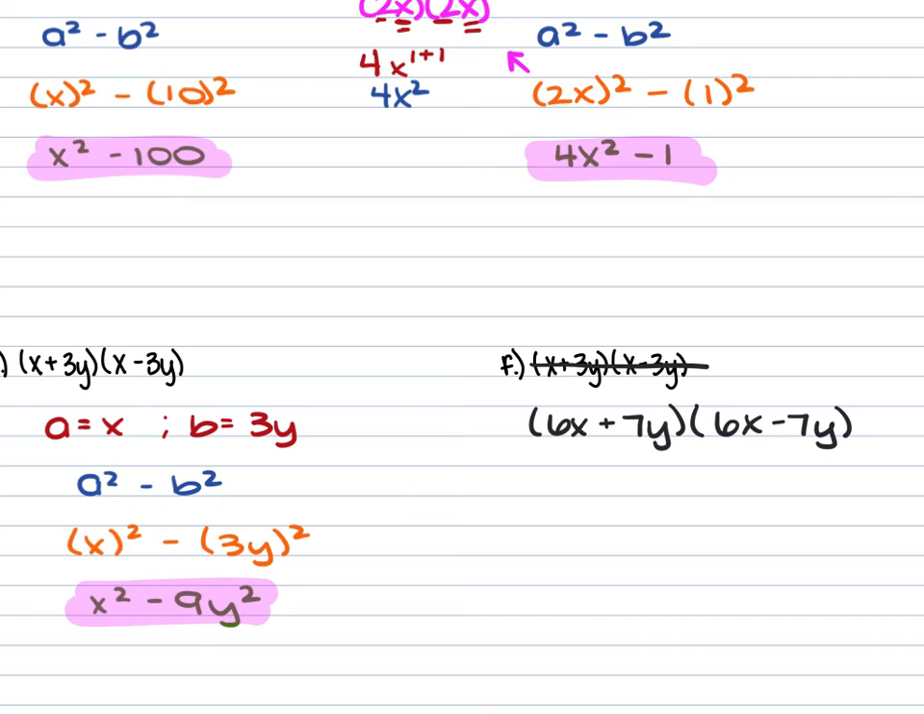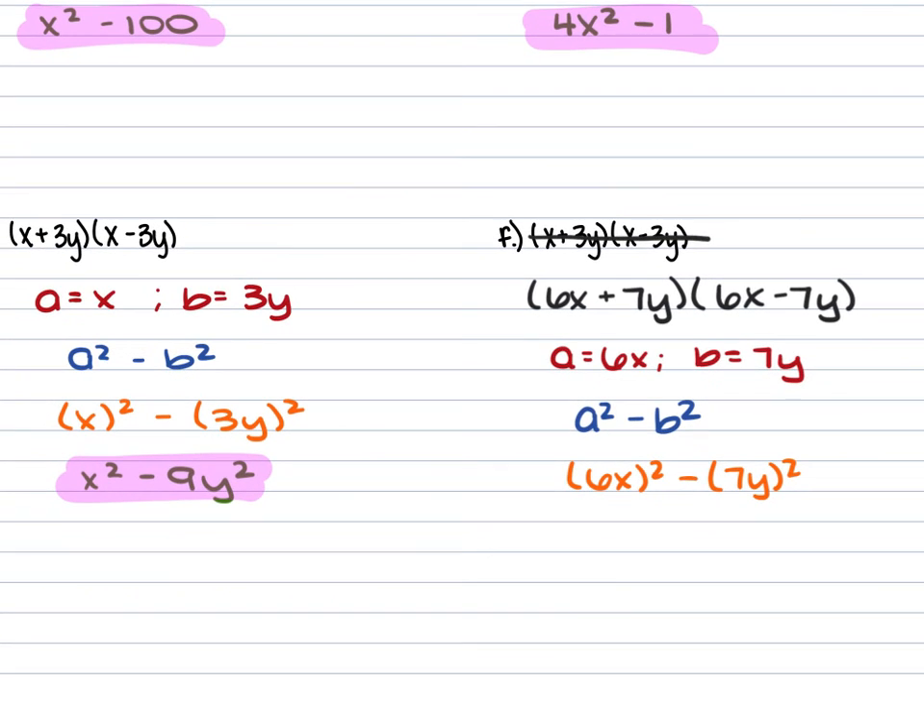So I changed F to be 6x plus 7y times 6x minus 7y. So for this one, our a would be 6x. Our b is the 7y. From there, we can use a squared minus b squared, which gives us 6x to the second power minus 7y to the second power. So this is just 36x squared minus 49y squared.